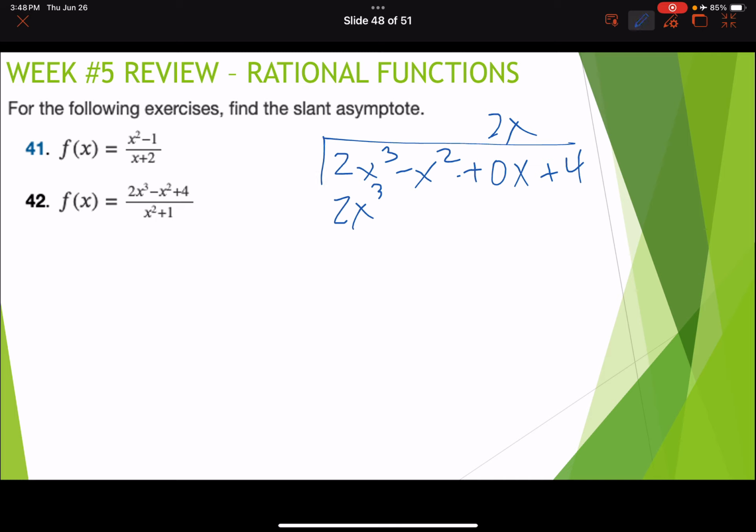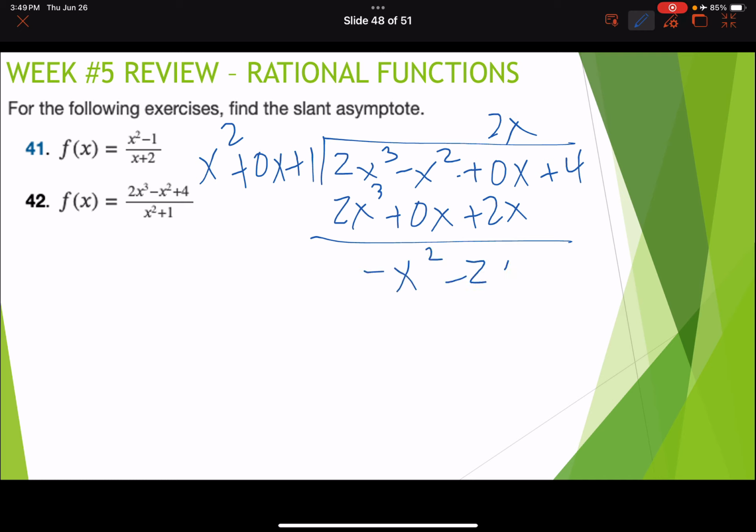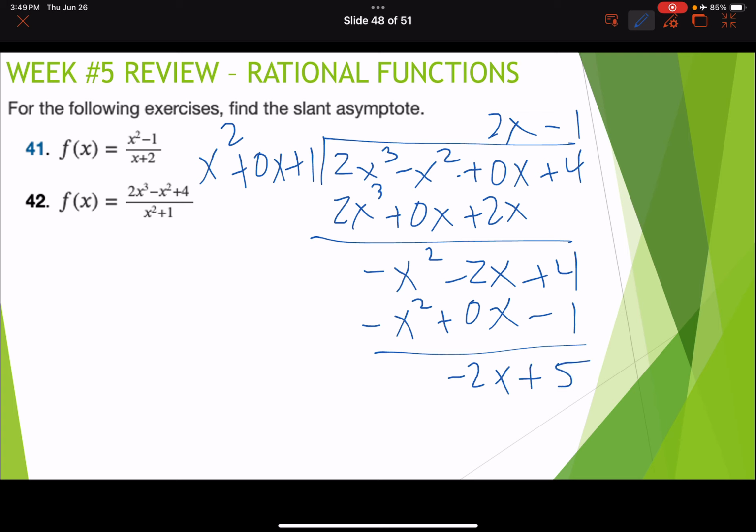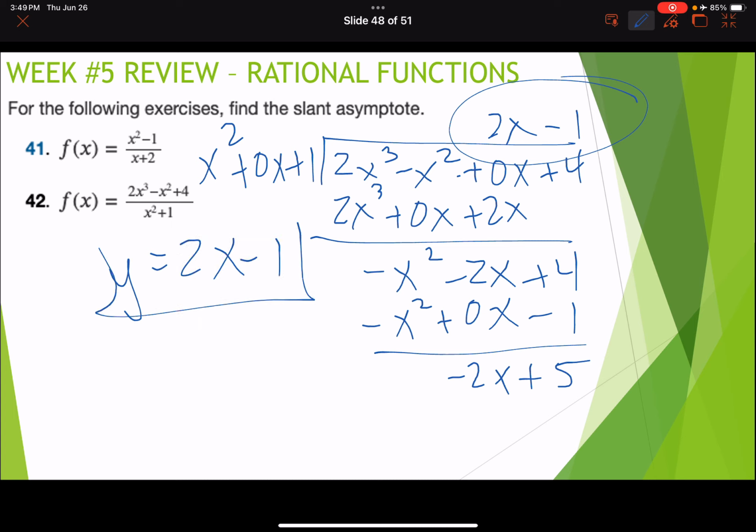Before we do this, it's going to be an x squared plus 0x plus 1. And that's going to make a 0x and then plus 2x. Now we do our subtraction. We get negative x squared minus 2x plus 4. So how to make an x squared be a negative x squared? You'd multiply by negative 1. So that's negative x squared plus 0x minus 1. That means our remainder is going to be negative 2x plus 5. But we don't care about the remainder. Slant asymptote here is y equals 2x minus 1. There is your solution.